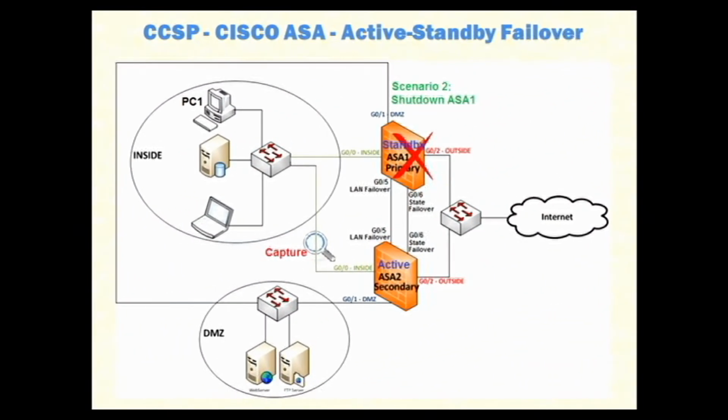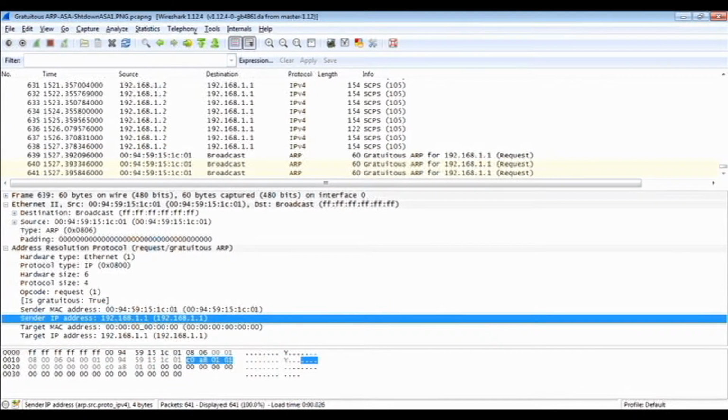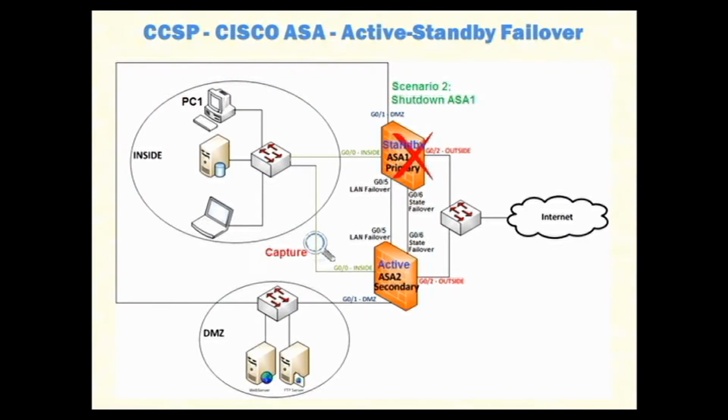For the second scenario, I did shut down the ASA. So we have only 3 gratuitous ARP for 192.168.1.1, and you can see the details below: the sender MAC address and the sender IP address. That happens behind the scenes, and the end user can still access the default gateway with the same IP address and browse the internet and not even notice there is a problem.